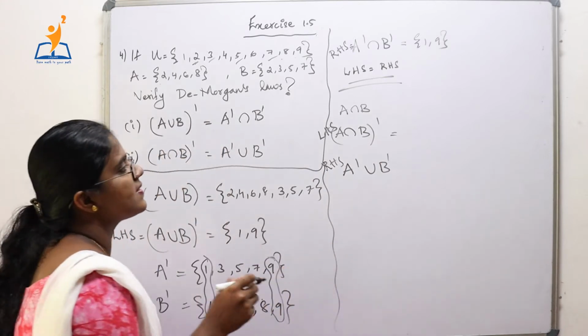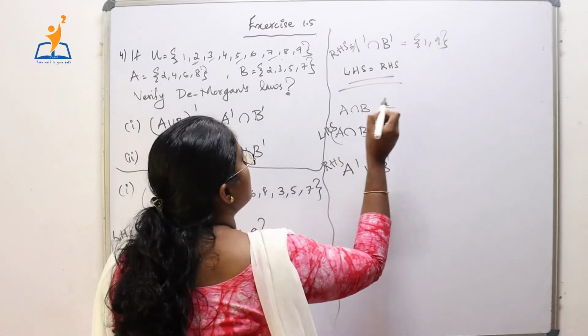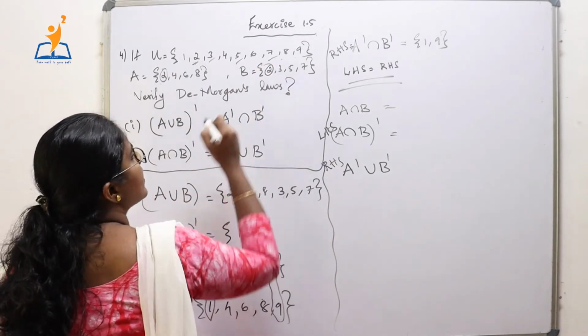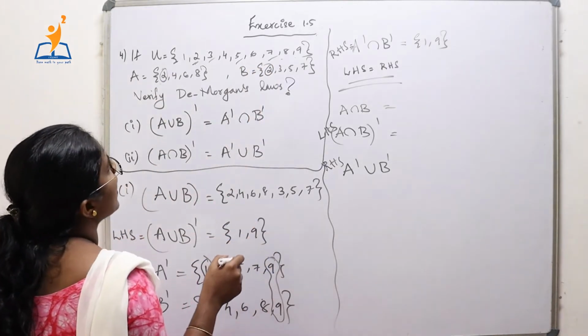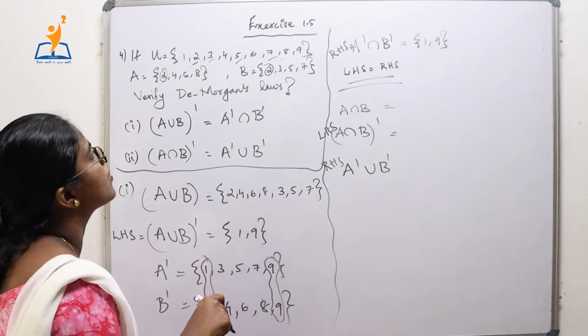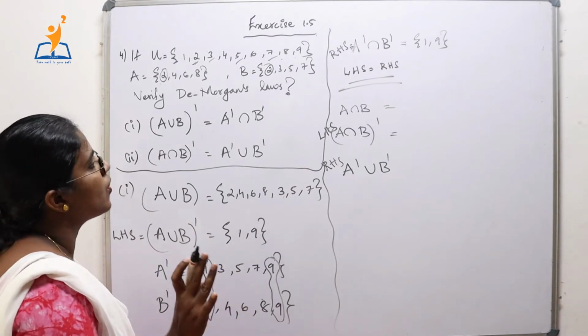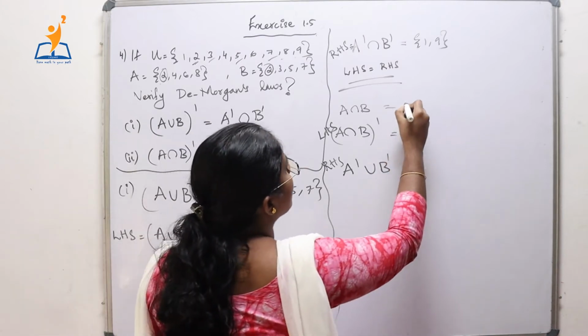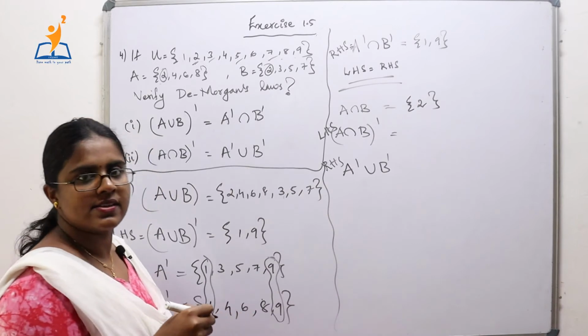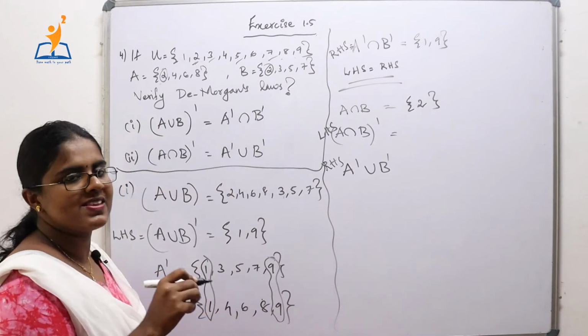Now, what is A intersection B? What is common to A and B? We know 2 is common. 3 is not common, 4 is not common, 5 is not common, 6 is not common, 8 and 7 are not common. So the only common element is 2 for A intersection B. So A intersection B is the set {2}.